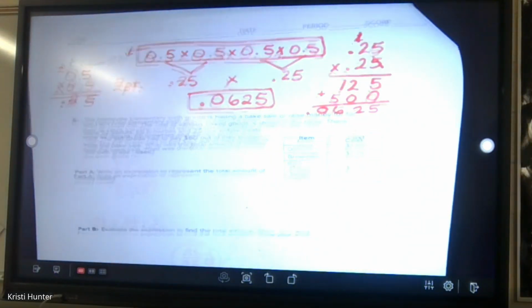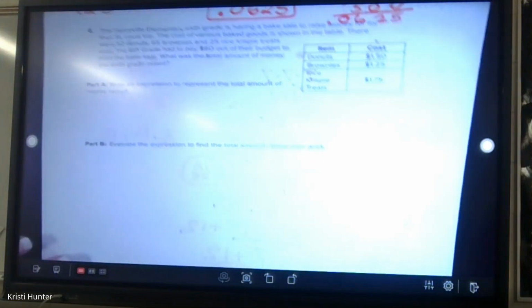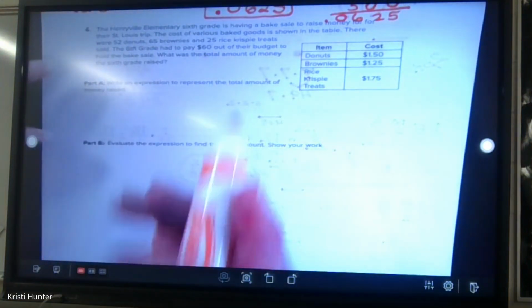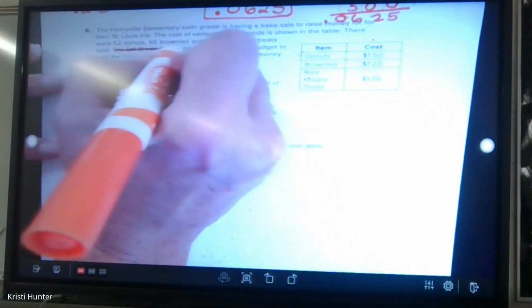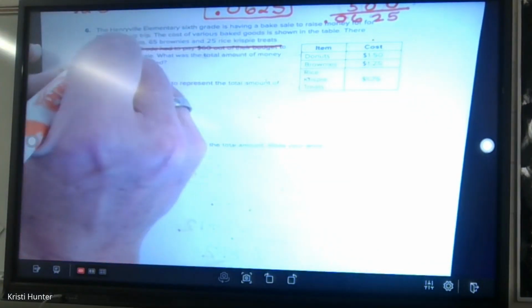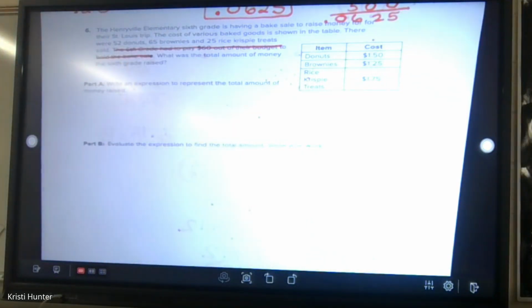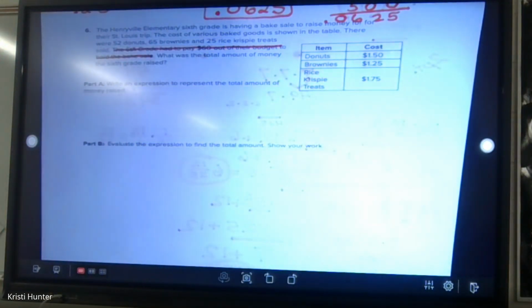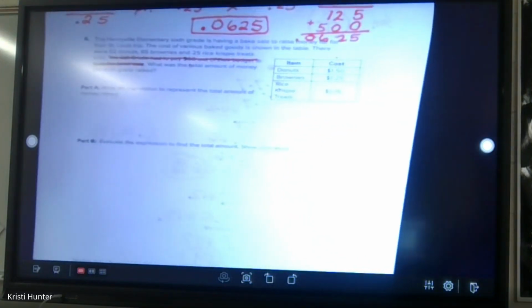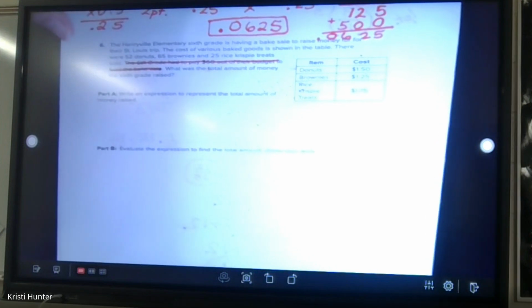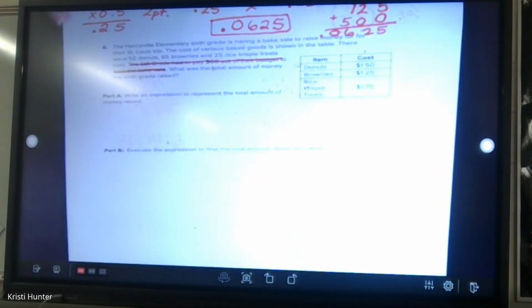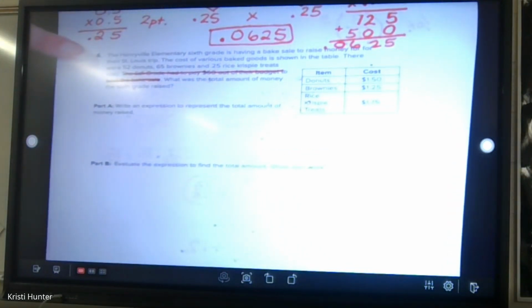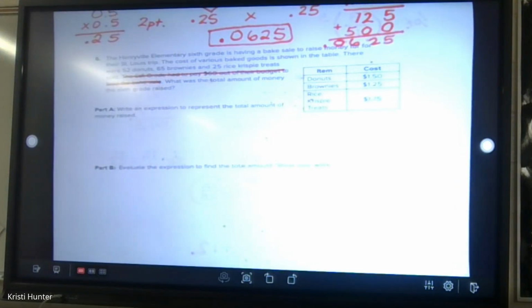Number 6. Remember we said we were going to take out this part where you had to pay to host the bake sale, because on your actual test that will not be on there. So we don't want to practice it. We did do a problem like that on our apply. That would be kind of an extended problem or above proficiency question where you would need to do that.